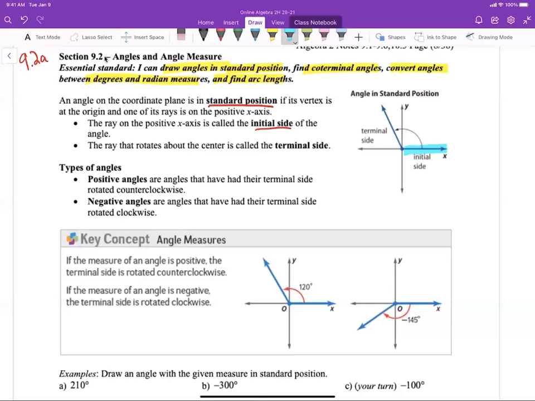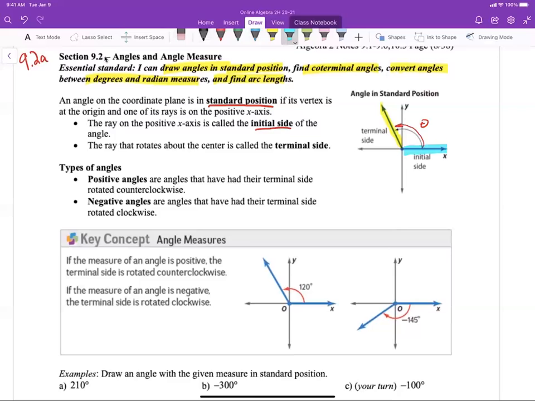And then we're going to take this ray right here and we're going to rotate it, which we have done. And wherever it ends, that is called the terminal side. And this is the angle that it creates. Okay, so there's theta.